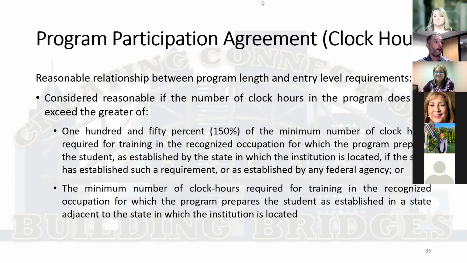Let's see here. Right, do we have it? Let's see here. Okay, we do the same. Oh, here we go.